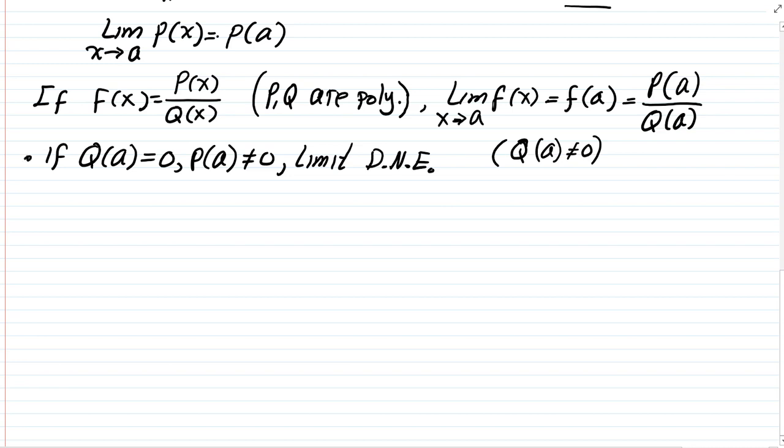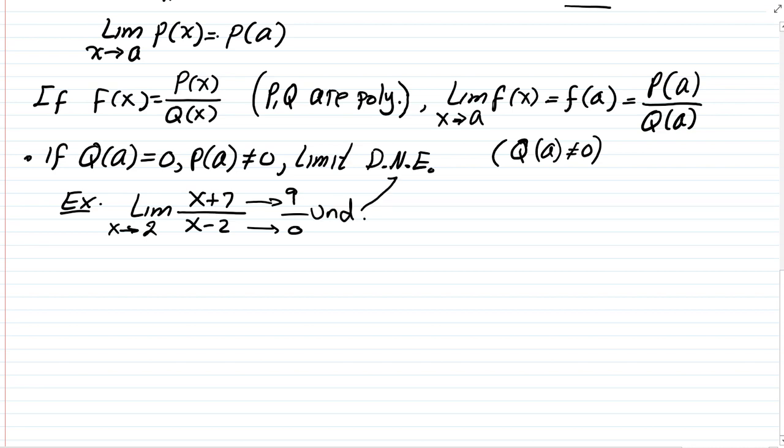A quick example of this one: let's say I want to find the limit as x approaches 2 of x plus 7 over x minus 2. I want to make sure I get 0 in the denominator. The numerator doesn't matter. In that case, the denominator approaches 0, and the numerator, because it's polynomial, you just plug in 2 for x. So 2 and 7 makes 9, and division by 0 is undefined, and hence DNE, does not exist.